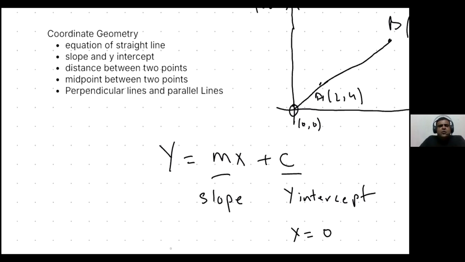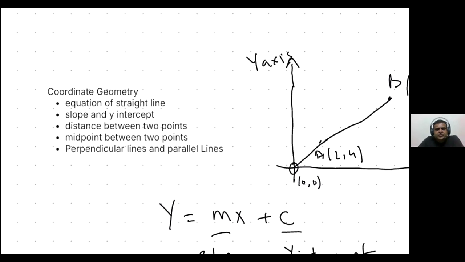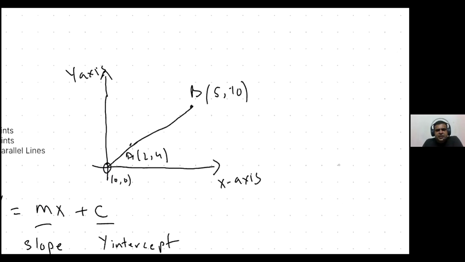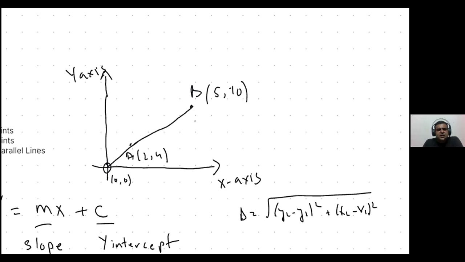All right. Now I'm going to quickly show you the distance between 2 points, right? We have 2 points already here, A and B. So let me write it down here. Distance d is the square root of (y2 minus y1) squared plus (x2 minus x1) squared, right? If you see, it's like a right angle triangle, and we derive this formula by using Pythagoras theorem.